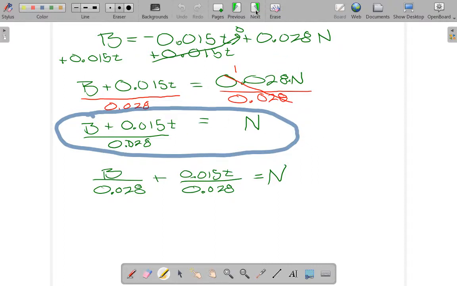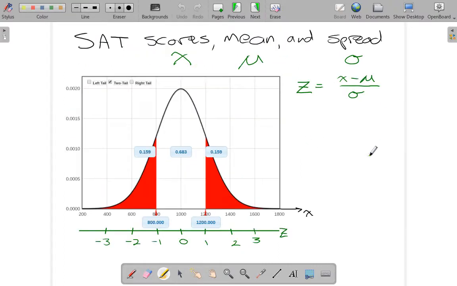Let's look at another example. SAT scores. So that's a college entrance exam at a lot of schools. Some of you may have taken it. Average SAT score is about 1,000. It depends kind of on the year, but let's just call it 1,000. So notice that's the middle of my graph here.